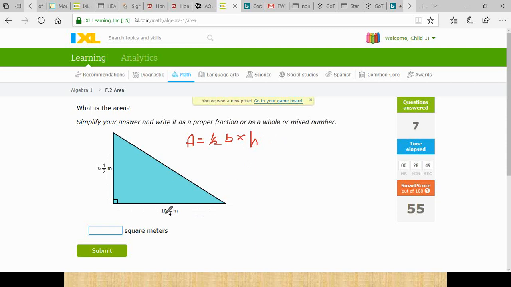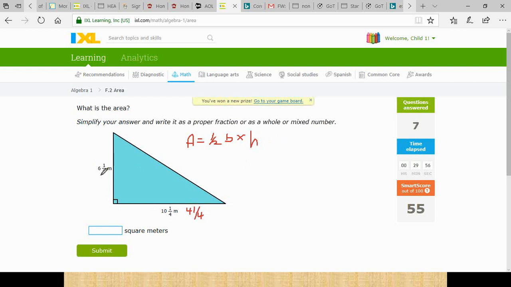So let's put this in a proper fraction. To put 10 and a quarter into a proper fraction, this is how you do it. You take the 10 and multiply it by the denominator. So 10 times 4 is 40. Then you add what's on top, so it's 41 over 4. Because 4 can go into 41 10 times, and you're left with 1. So it'd be 10 and a quarter.